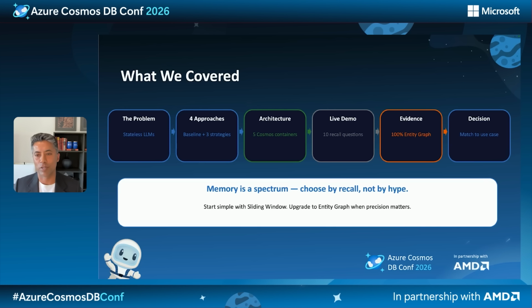And in some cases, you can have a combination of, let's say, sliding window as well as entity graph. For 90% of your cases, you may have sliding window, especially for less than 30 turns. And then you can go to entity graph whenever there's a premium use case behind it. So again, memory is a spectrum, and you need to choose by recall, not by hype. And you've got to remember what your use case is and what your data is like.